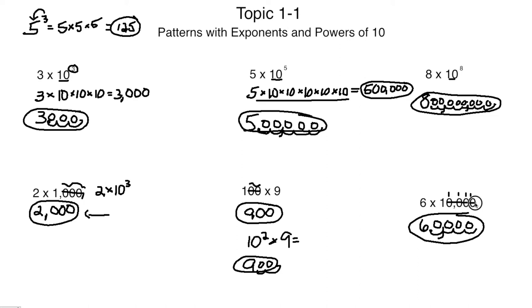Or you can do it: 6 times 1 is 6. Then you've got to go back and add the zeros. Oops, let's erase that. There's 4 zeros, which is 1, 2, 3, 4. 60,000.